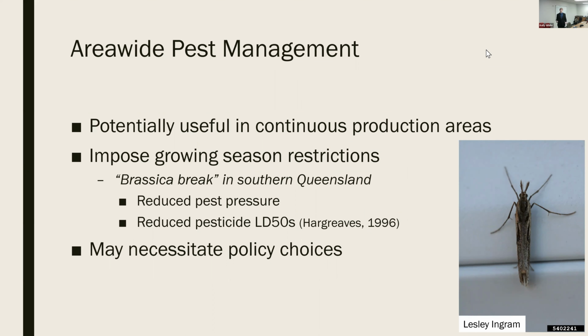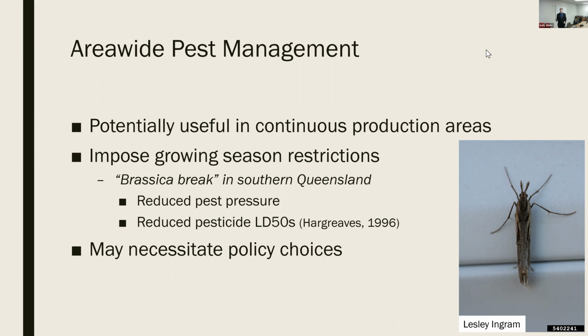One area where I think will be very beneficial to continue studying in order to manage insecticide resistance in the future is increased looks at the use of area-wide pest management to reduce the insect pressure in growing areas. This is especially potentially useful in those continuous cropping areas that I discussed a little earlier. This has seen some success in southern Queensland and Australia in the late 1990s.